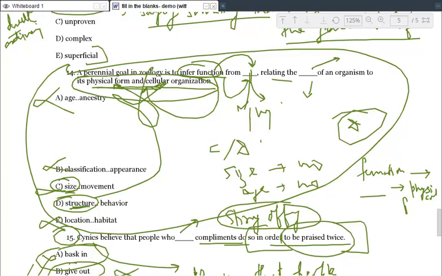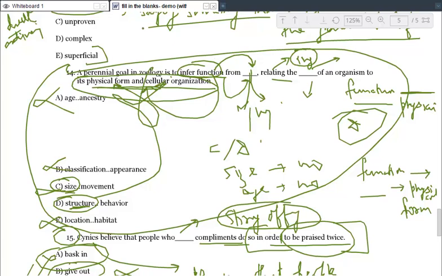This could be the last question for the day. Now understand this. You have the function going with something, and then the hint is given that basically relating the dash of an organism to the physical form. Correct? A perennial goal in zoology is to infer function from dash. This is basically what the ing modifier does. What does it do basically?